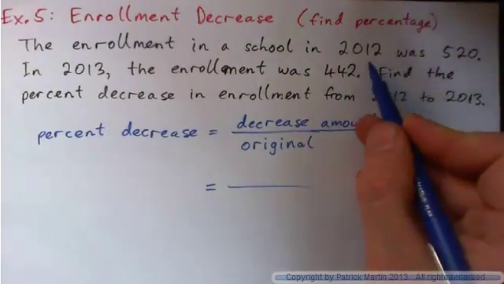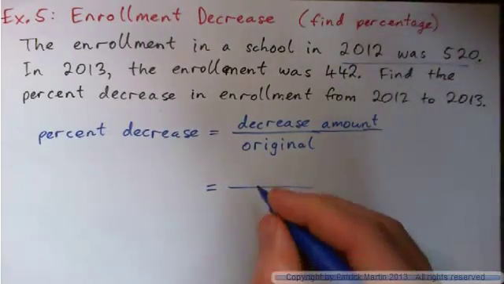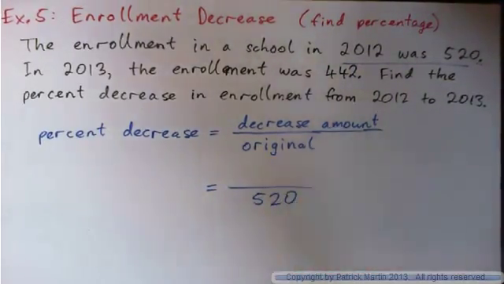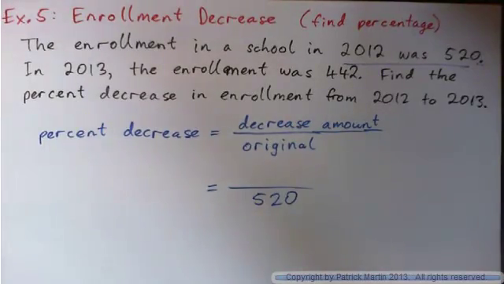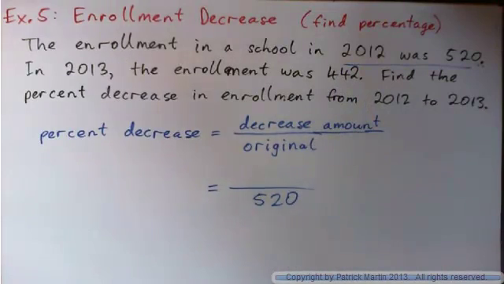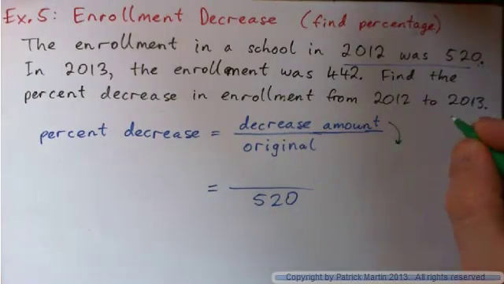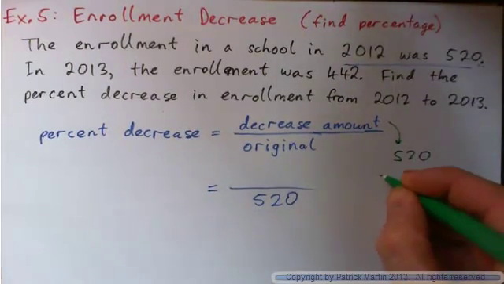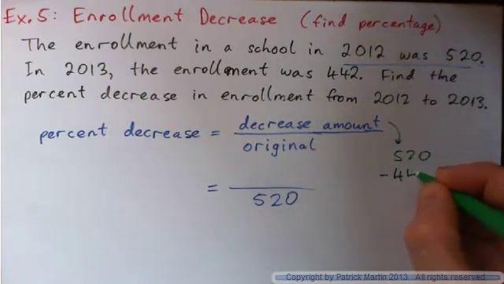Which of these would you consider to be the original amount? Well, this one, isn't it? Because that came first. So 520 is where we started at, and then the enrollment became 442. So what was the decrease amount? The decrease amount is, of course, the original 520 subtract what it became.